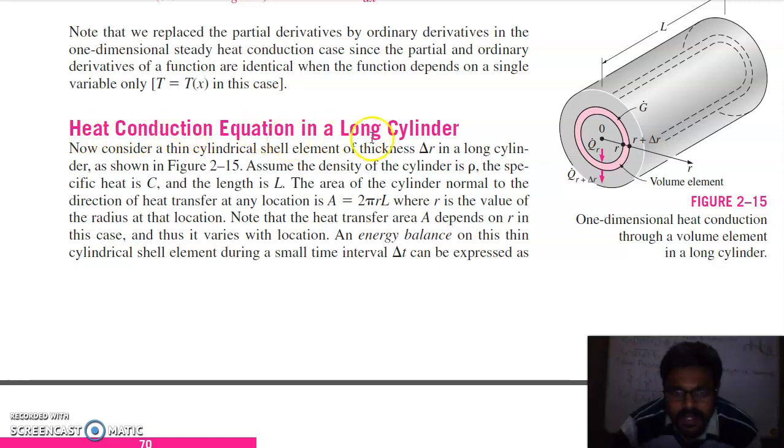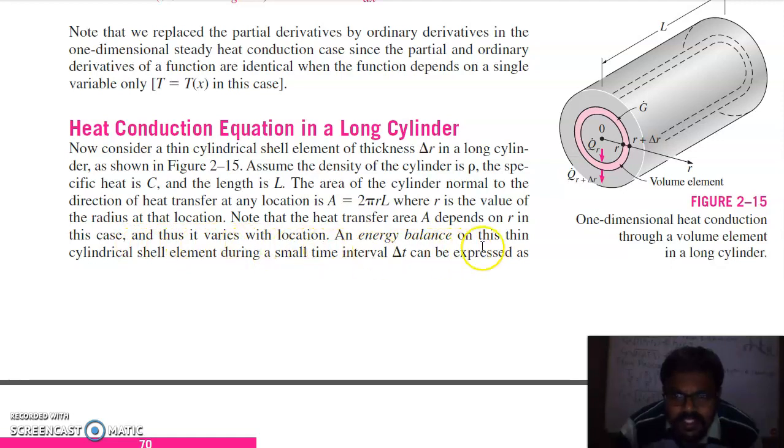Heat conduction equation in a long cylinder. So this is one-dimensional heat conduction through a volume element in a cylinder. So this is the element which we have selected. Heat will transfer from the center in the radial outward direction. Assume the density of the cylinder is rho, the specific heat is C, and the length is L. The area of the cylinder normal to the direction of heat transfer at any location is 2 pi R L, where R is the value of the radius at that location. Note that the heat transfer area A depends on R in this case, and thus it varies with location.